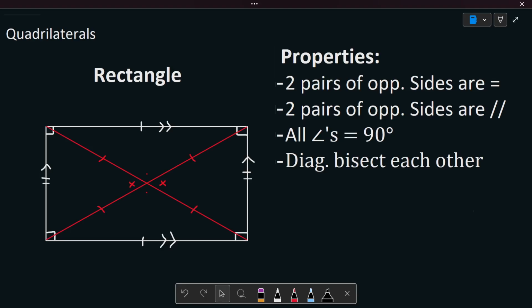You don't really have to include the length or equal. The length is equal, but you can say the diagonals bisect each other such that the lengths of the diagonals are equal to each other. But for now, we can actually just say diagonals bisect or diagonals bisect each other. And those are our properties of the rectangle. Let's move on to the next shape.